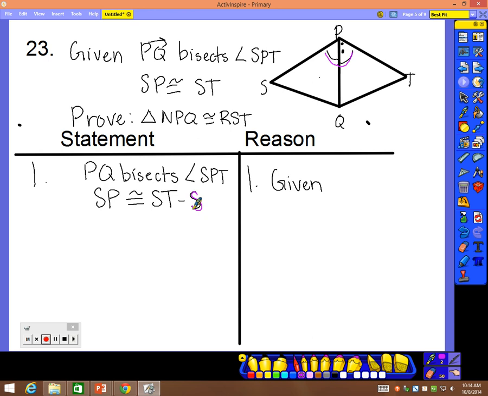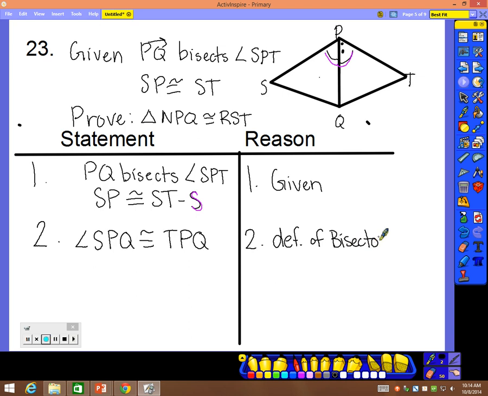And my second step, I'm going to say that angle SPQ is congruent to TPQ, and that's because of definition of a bisector. My third step, so there's my angle, isn't there? So I'm going to mark that as an angle. So I've got a side and an angle.